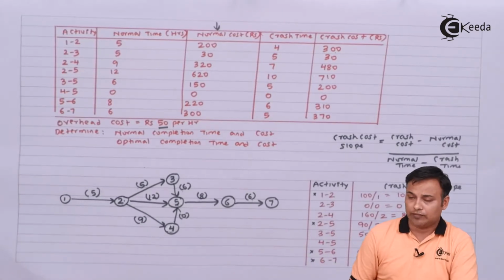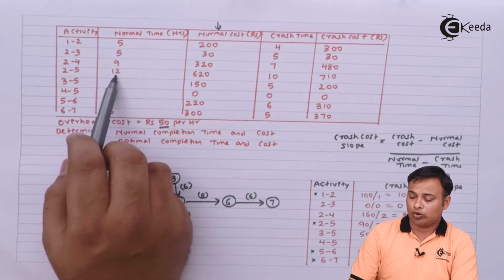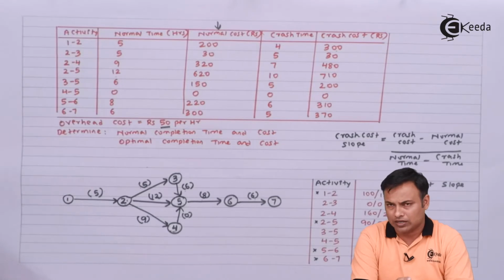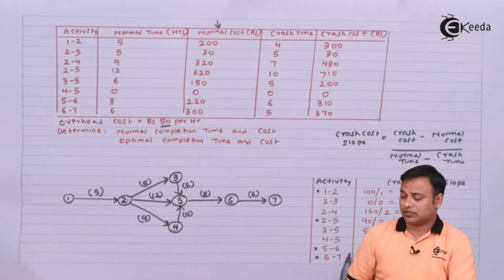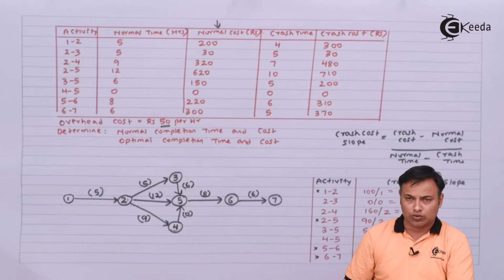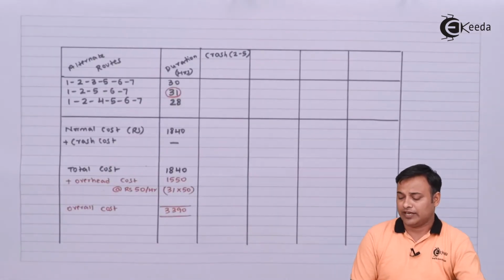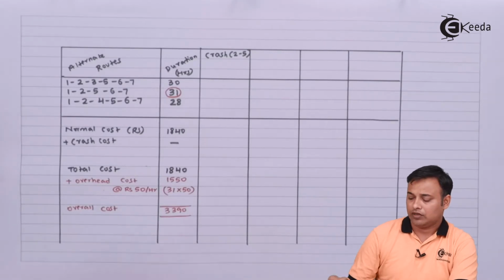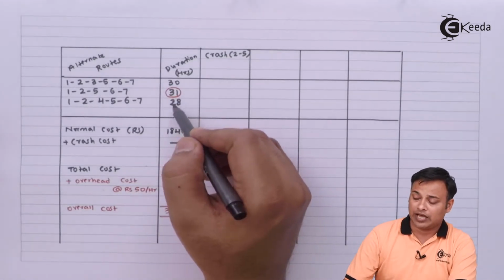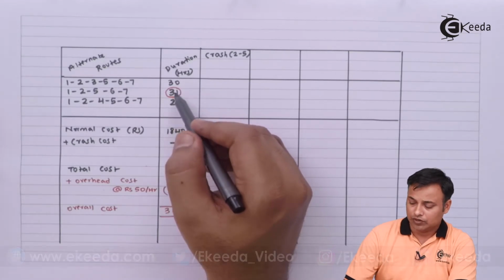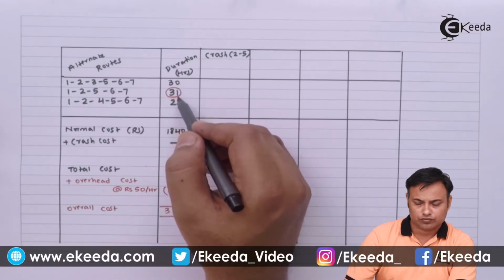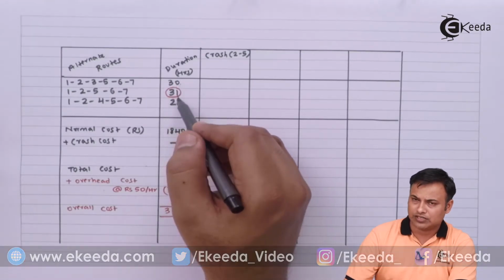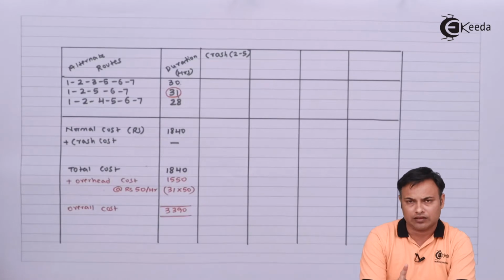If you just look at the original question table, uska normal time 12 tha, crash time 10, so I can reduce it by maximum 2 days or 2 hours. So as per this table, I can crash 2 to 5 by 2 hours. But then in the crashing table, after 31, the next highest number is 30, so you have to take the difference between these two. In dono ke beech mein difference hai 1 hour ka. So as per this table, I can crash by maximum 1 hour.